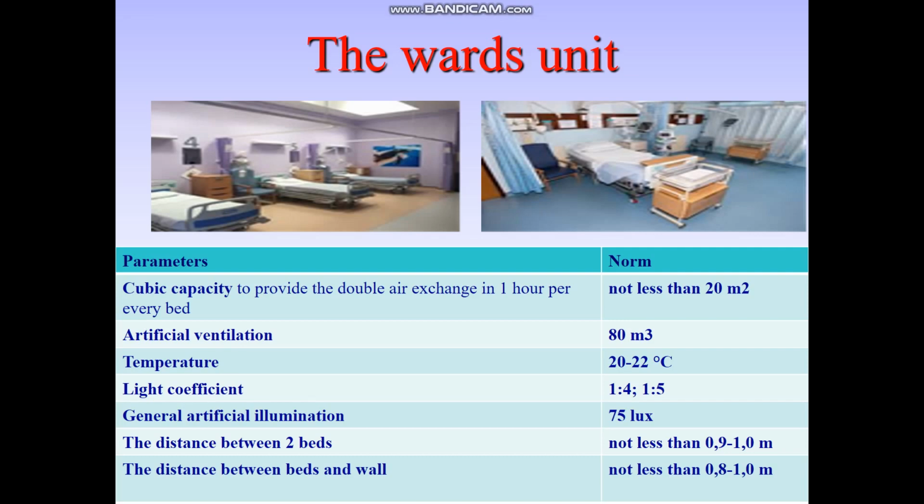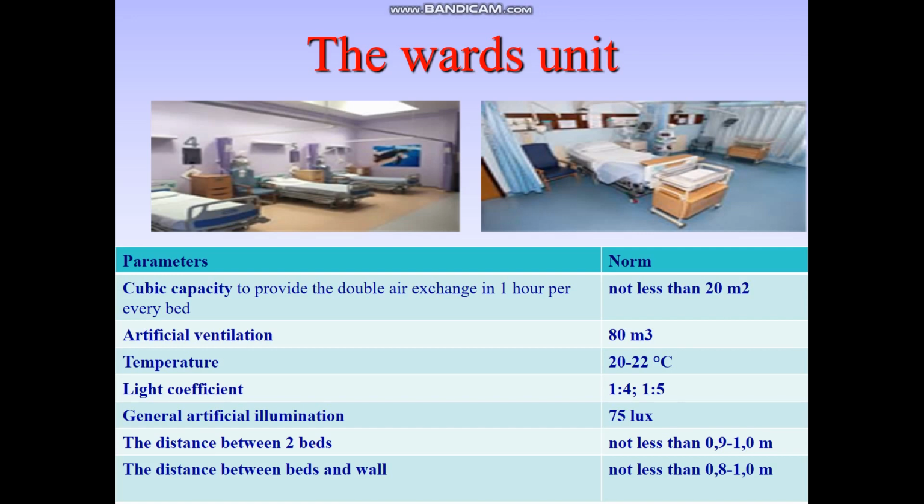The distance between two beds should be not less than 0.91 meter. Also, the distance between bed and external wall or window should be not less than 0.81 meter. Except beds, there are bedside table, chair, table, wardrobe or coat rack and sanitary arrangement in the ward.